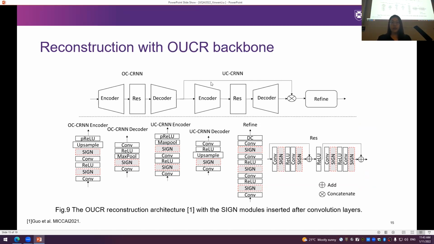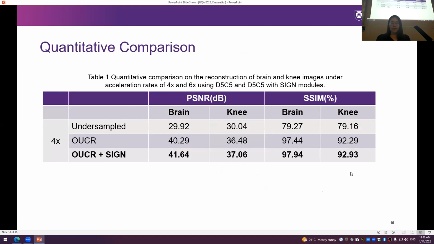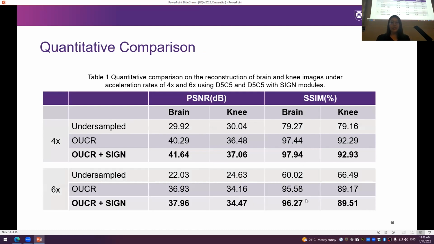So we also use an OUCR backbone, which is also very promising in reconstructing MRI images. Again, we insert our sign modules after the convolutional layers. And then here are the results. We still get better results compared to the original baseline. So that's the 6 times case.